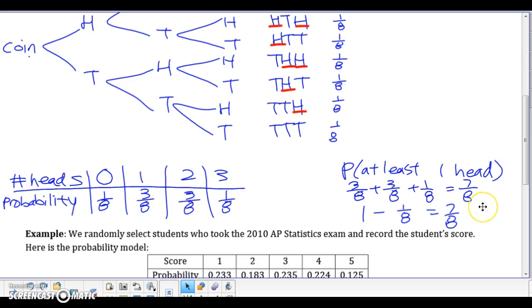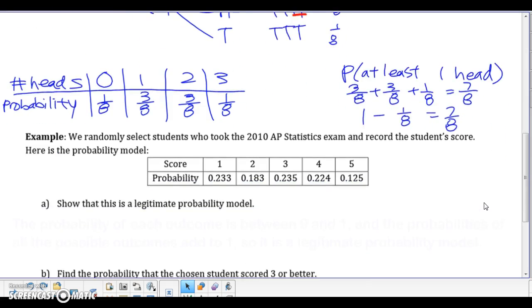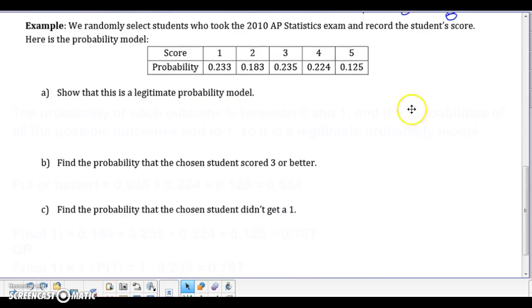So let's review some of those probability rules that you wrote down in your guided reading notes by talking about probability models. Here is the score distribution for students who took the 2010 AP Stat exam. Actually, no, that's not true. This is not the actual one. This is from a sample. So we took a sample of students and recorded the score they received on the 2010 AP Stat exam.